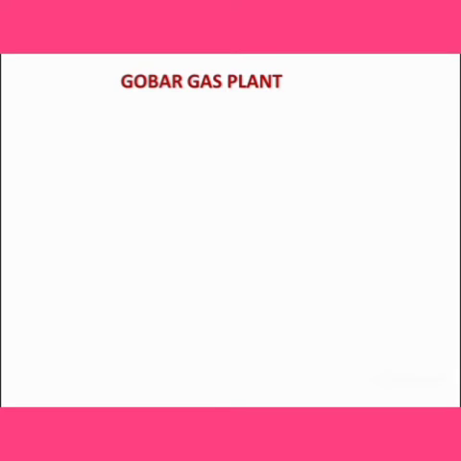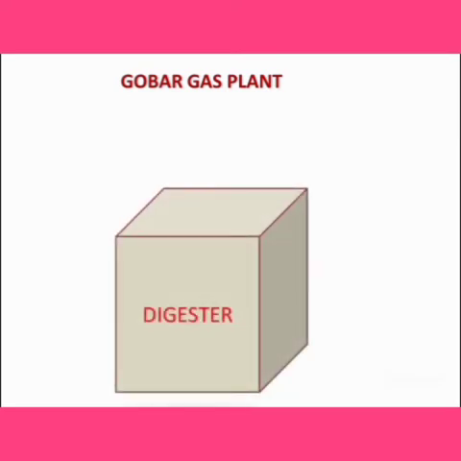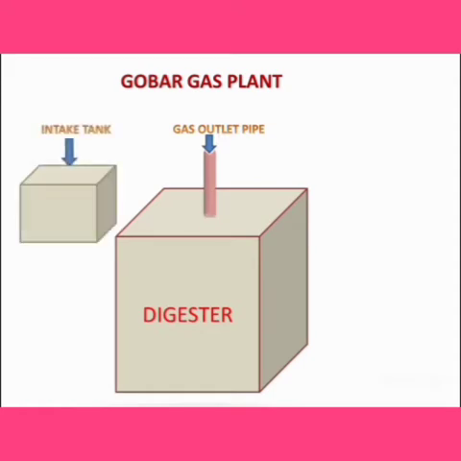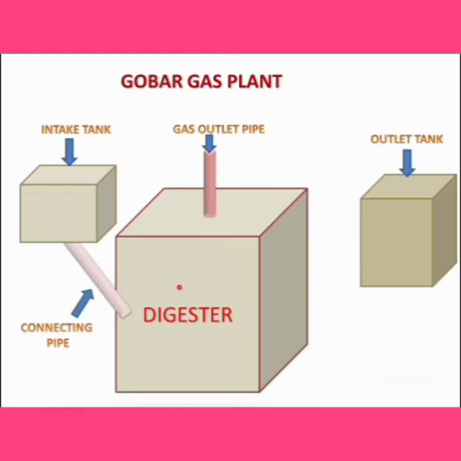Biogas plant. First, we discuss the parts of the biogas plant. This is the digester, in which cow dung and waste will be digested. This is the gas outlet pipe connected to the digester. This is the intake tank and this is the outlet tank. A very simple mechanism is used for the biogas plant. This is the connecting pipe from the intake tank to the digester and this is the connecting pipe from the outlet tank to the digester.